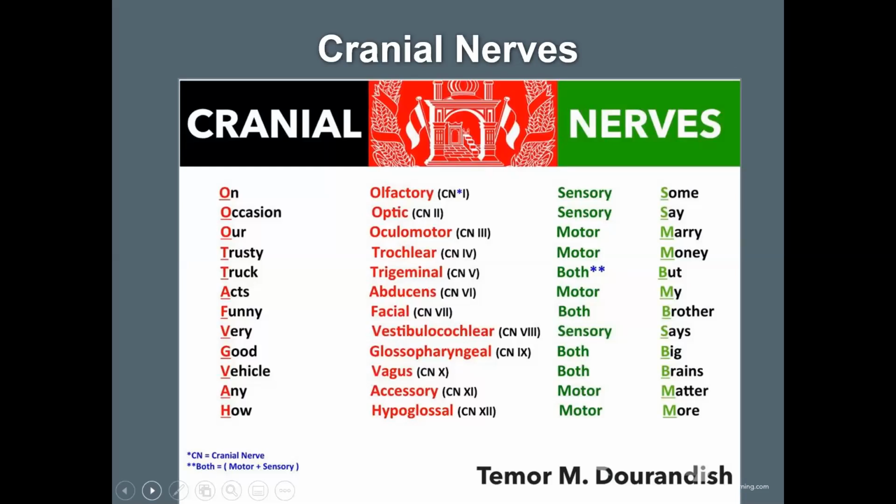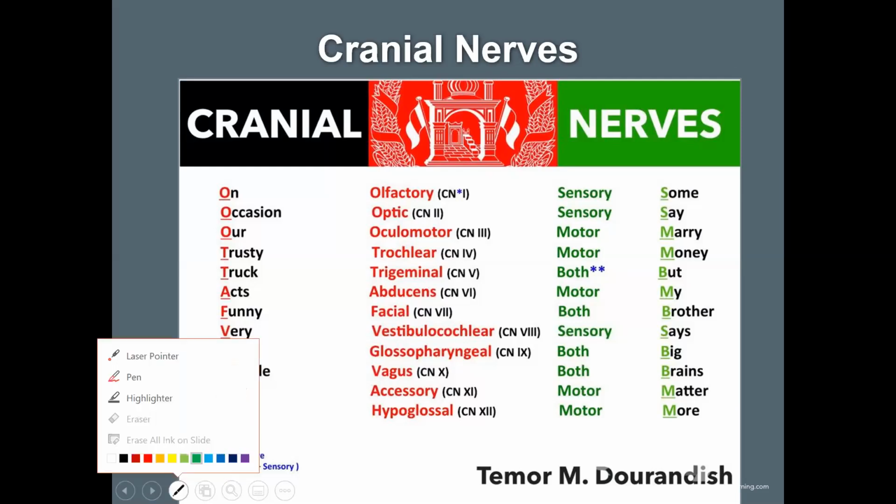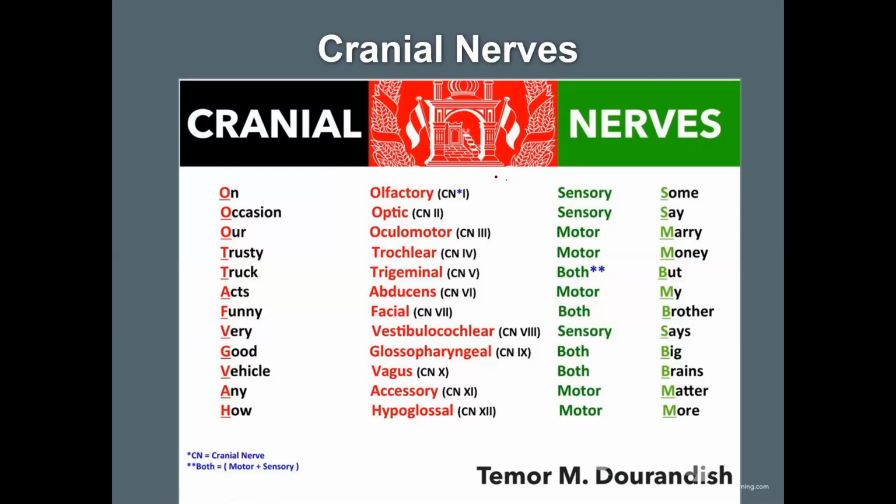For those visual learners, we have this chart here. This is kind of cool. It also tells you if it's sensory or motor or both. This is a little mnemonic that they use on occasion. Our trusty truck acts funny. Very good vehicle anyhow. That's a great mnemonic to remember the first letters of those cranial nerves.